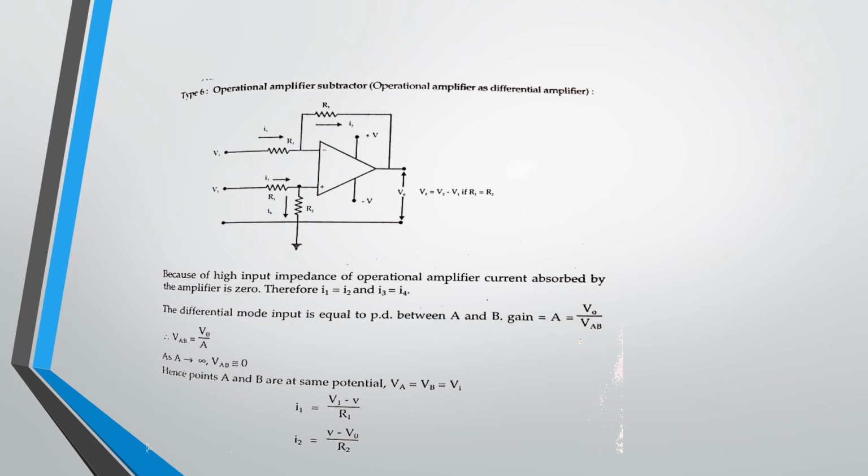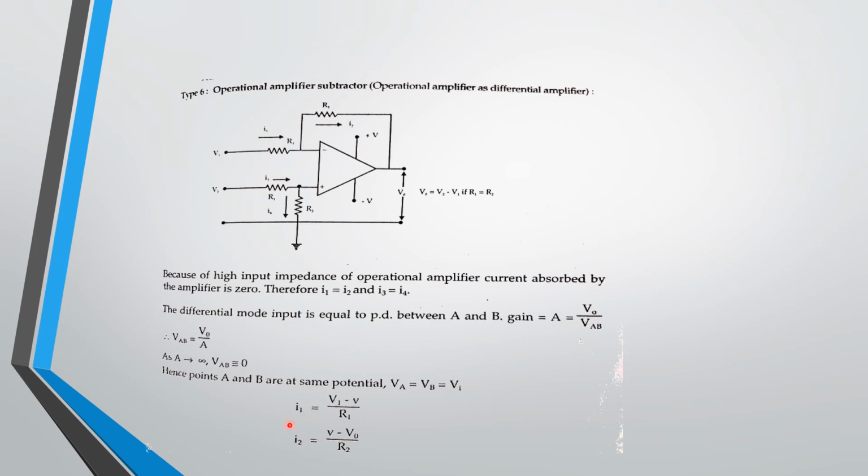Subtractor. In case of a subtractor, if we want to subtract any two voltage levels, that can be done with the help of a subtractor circuit. V1 is applied to the minus, that is the inverting terminal. V2 is applied to the positive, that is the non-inverting input terminal. As shown in this diagram, R1, R2 resistors are connected and current starts flowing through the circuit once the input voltage is applied to the circuit.